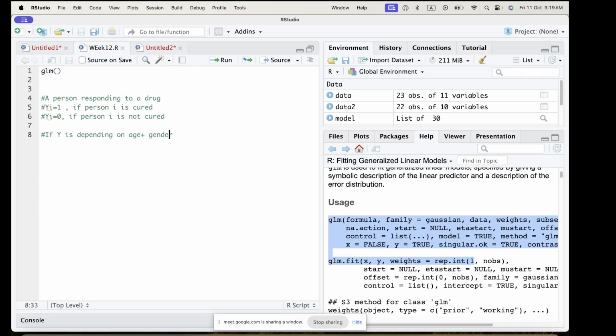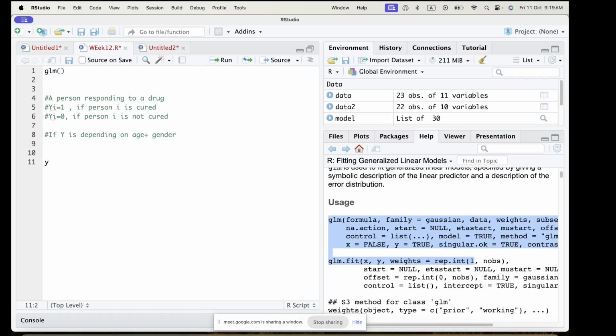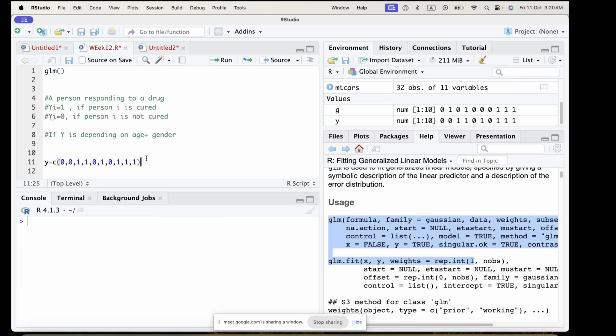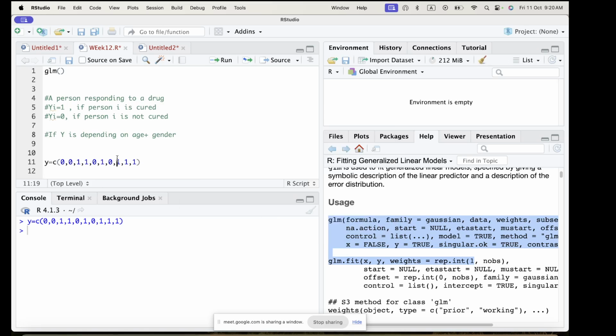Let me just write 10 observations. I'll write this y column as, let's say, first person doesn't respond, second one doesn't respond. So this is a vector of my observations. How many values will y have? If I run it, it has 10 values, numeric 1 to 10.